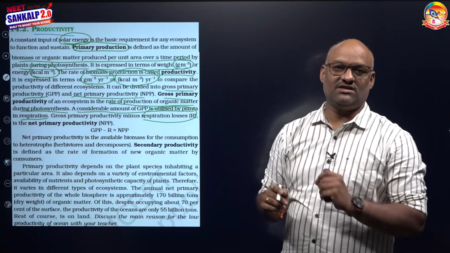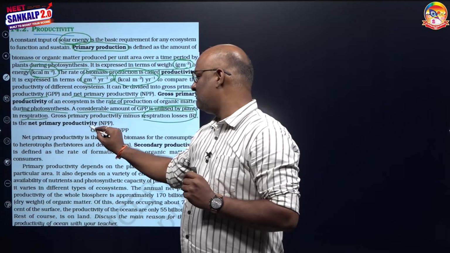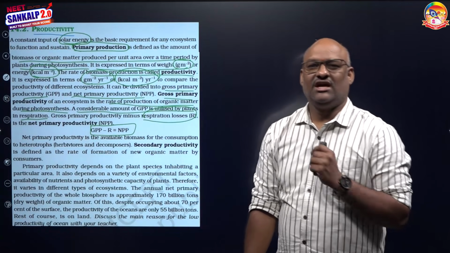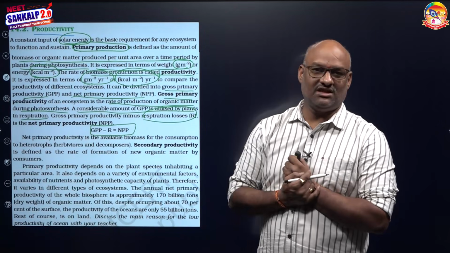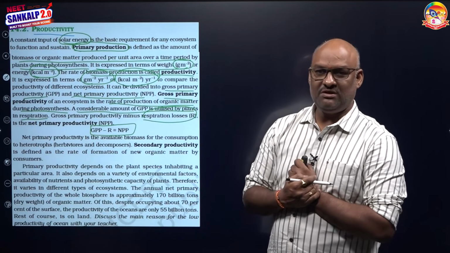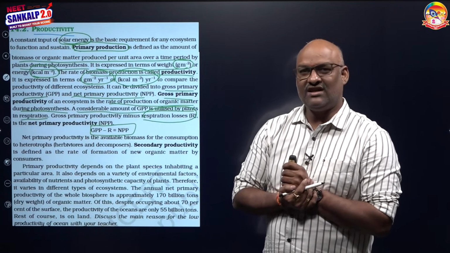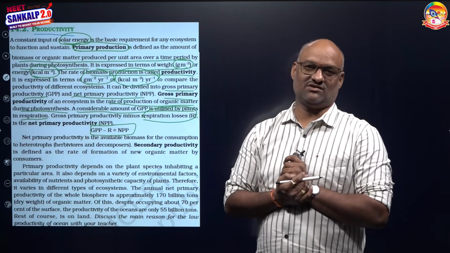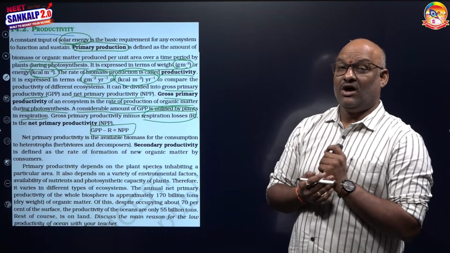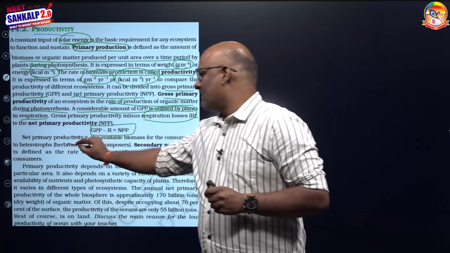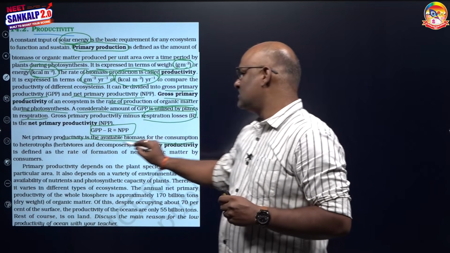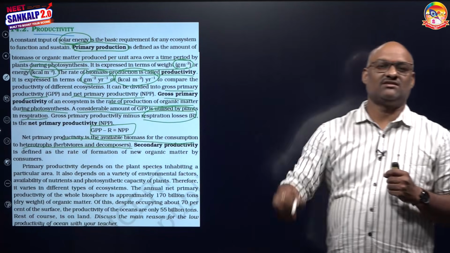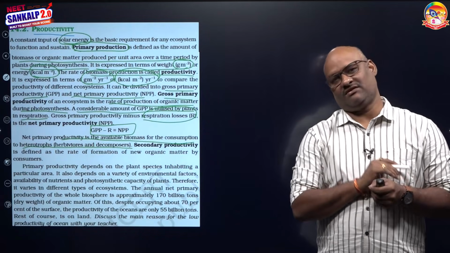So what is the formula? GPP minus R is equal to NPP. What is R? R is nothing but the respiratory losses. So NPP is the energy remaining after removing, from the gross primary productivity, the energy used for their own respiration. How can you define net primary productivity? Available biomass for consumption by heterotrophs like herbivores or decomposers is called net primary productivity.